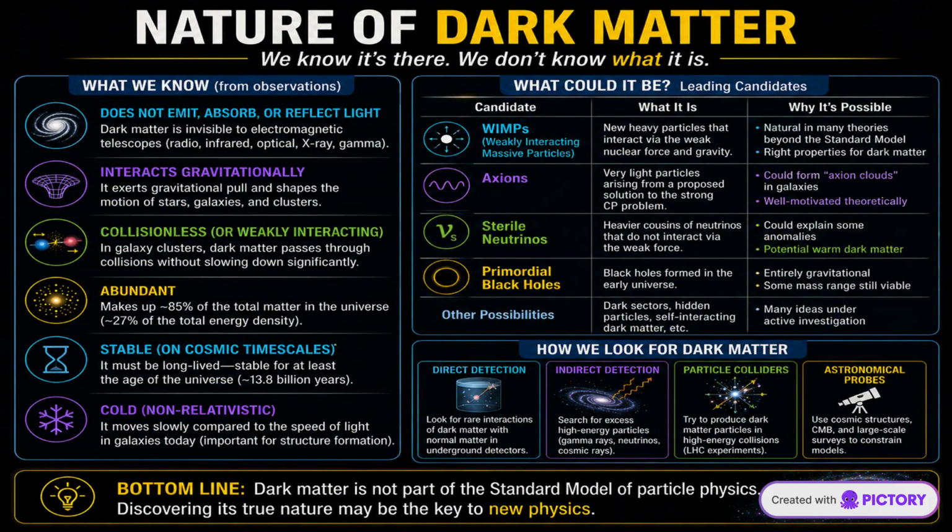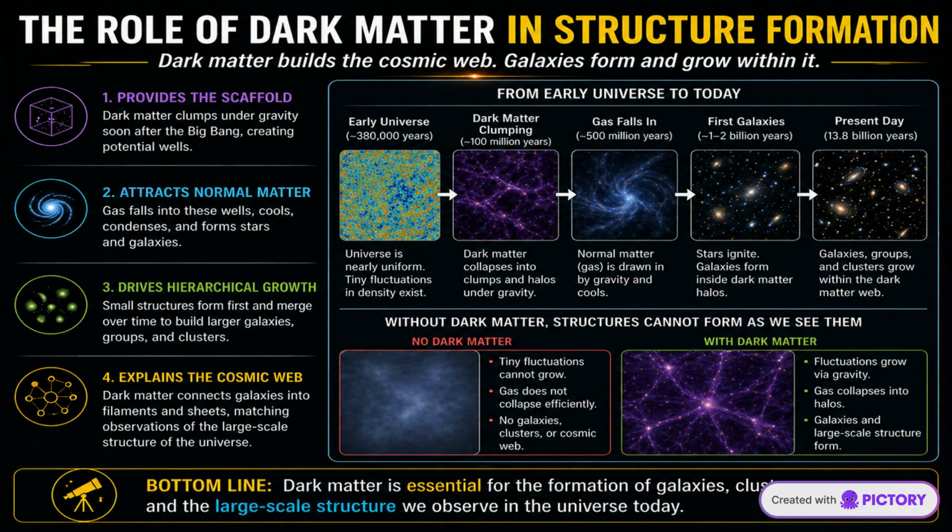Dark matter doesn't emit light and interacts gravitationally. It's abundant, stable, and cold. While we have candidates like WIMPs and axions, its true nature remains a mystery, pointing to new physics. Dark matter is essential for forming galaxies and clusters.